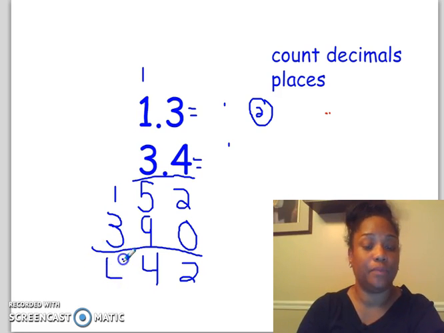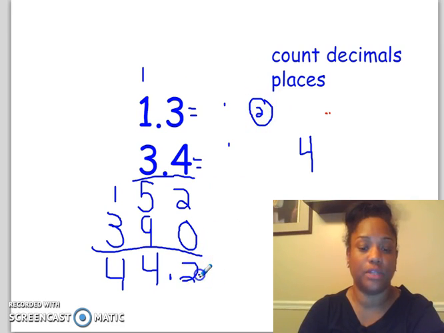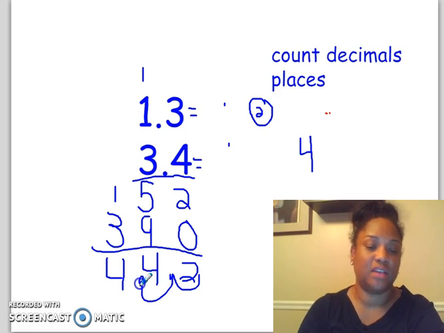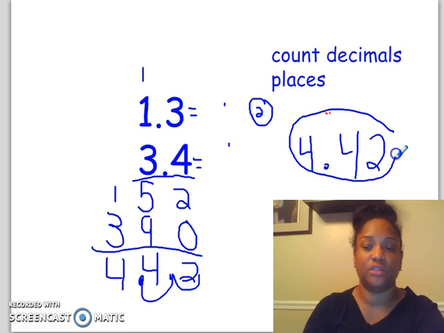We are not done. Now we have to go back up to our number that we circled, which was 2. 2 tells us how many place values we need to add back into our problem. So now we get to add that place value back into our problem. So let's count. 1, 2. And that tells us that we needed 2 decimal places. So now our answer is 4 and 42 hundredths. That is our final answer.